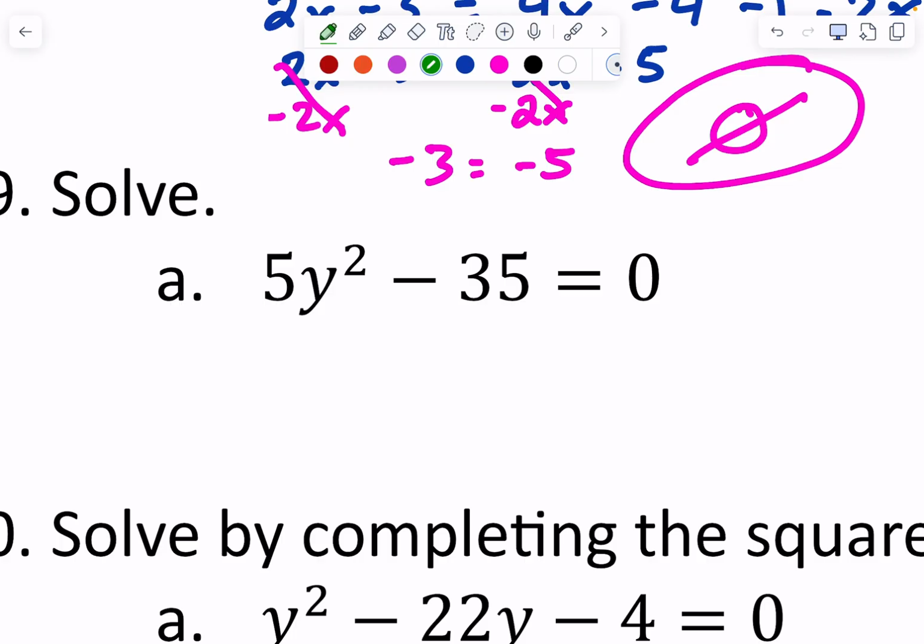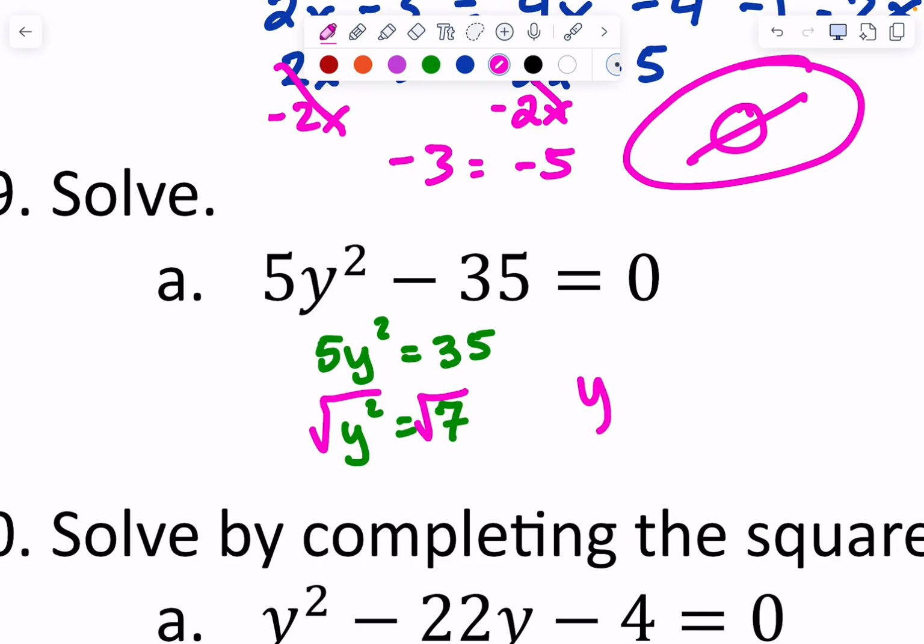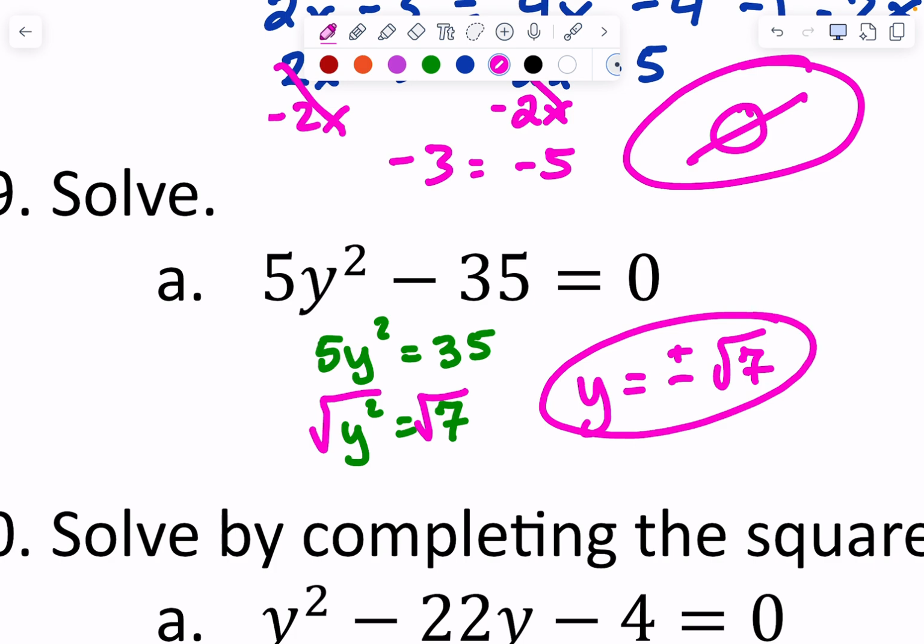I'm going to add the 35 over and then divide by 5. So 5y squared equals 35. Then I'm going to divide by 5. So y squared equals 7. And then what? Take the square root. So the answer is y equals plus minus the square root of 7. Don't forget the plus minus. No i's. That is A. This is the square root property.